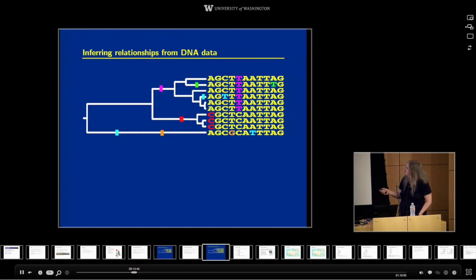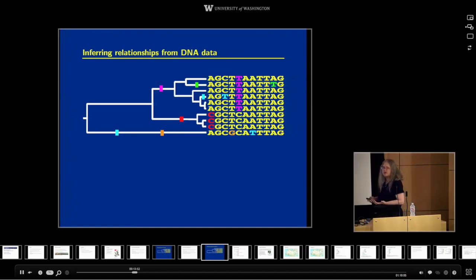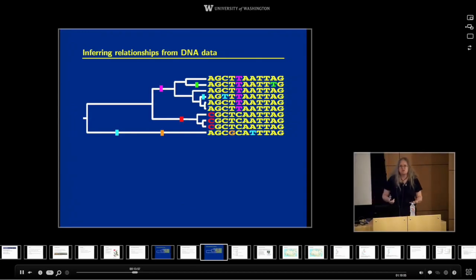You could rearrange some of these branches that don't have any mutations on them and get something that fits the data equally well. And so a lot of the mathematics will involve taking sums over many possible trees that could explain the data.